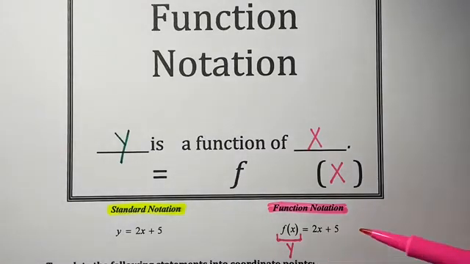X is our input, domain, independent variable. Y is our range, our output, our dependent variable. Y depends on that value of x. Whatever we put into the equation, y would be the output. Let's go ahead and look at a few examples using function notation.